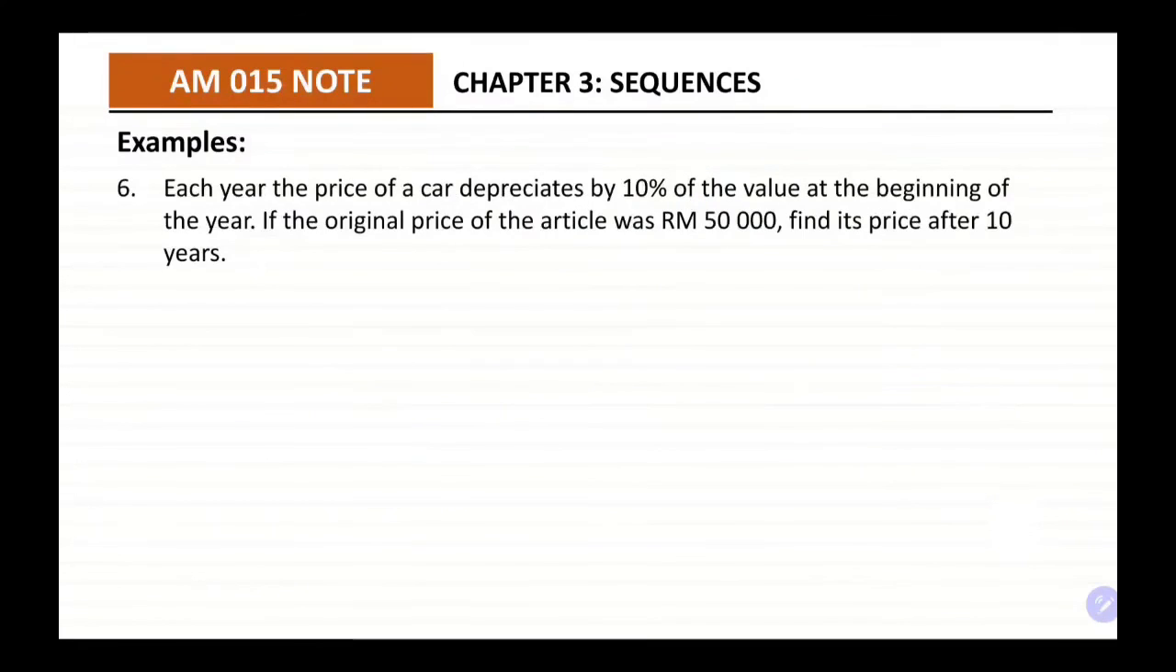Okay, now we go to the last question. Each year, the price of a car depreciates by 10% of the value at the beginning of the year. If the original price of the car was 50,000, find its price after 10 years. Okay, this type of question is also given in percent. So when given in percent, we use geometric sequences. For this question, I skip, and I hope all of you can try to solve it.